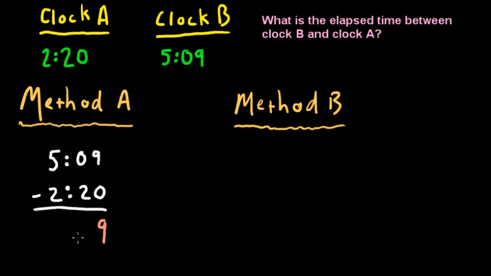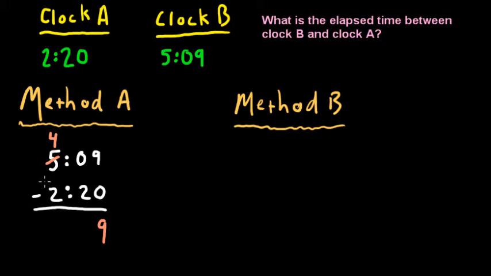Now, here's where we come across an issue. It's right here in this 10-minute column, because you have 0 in the 10 minutes and you're trying to take away 2 from the other 10 minutes. And we know that doesn't jive. So traditionally what we do is we borrow. So we come over here to the hours column and we're going to borrow 1 hour. So that means 5 goes to 4 because we're borrowing an hour.